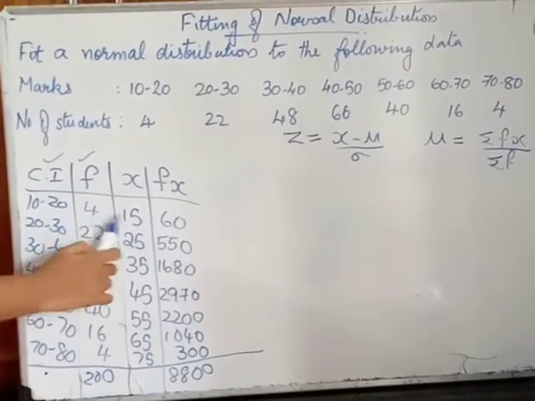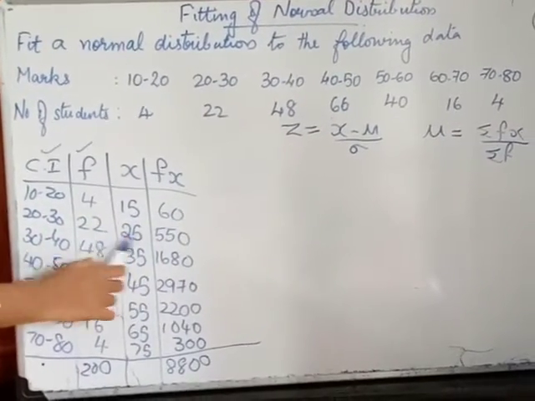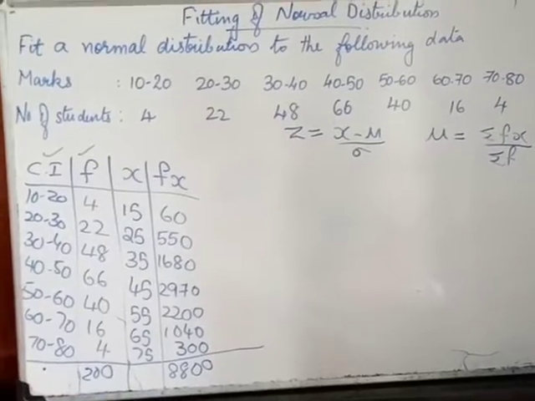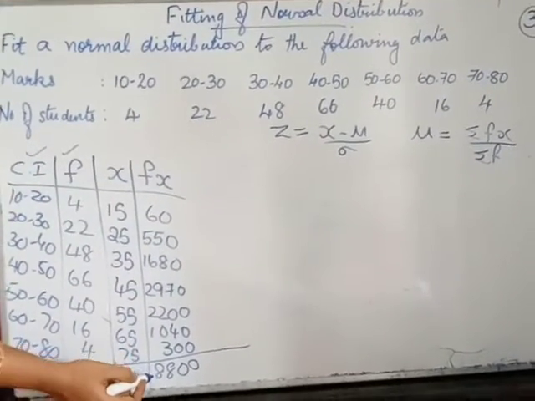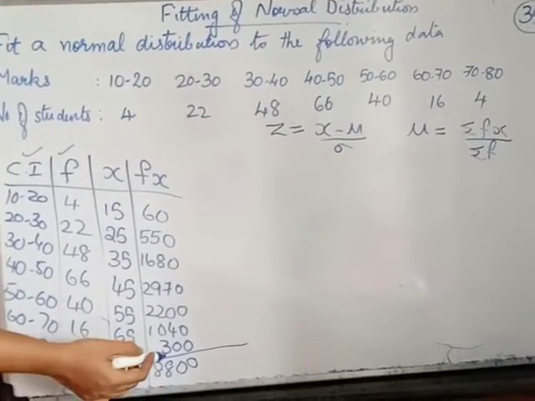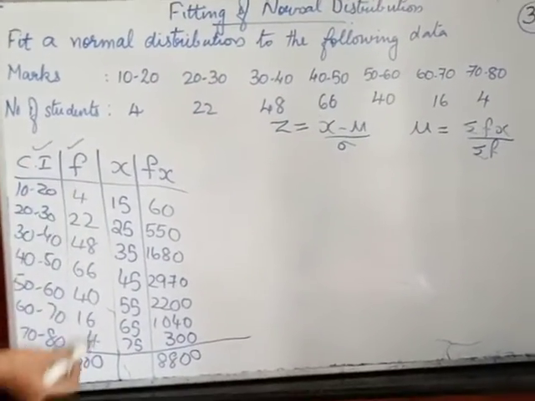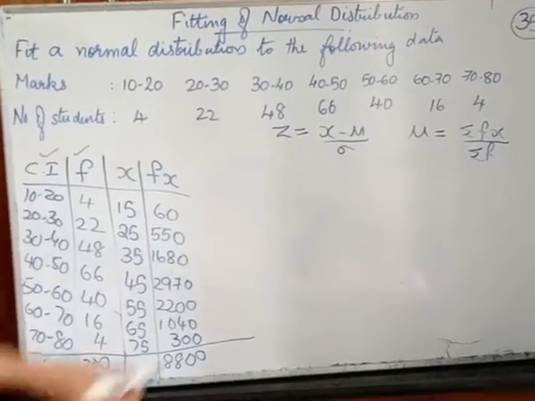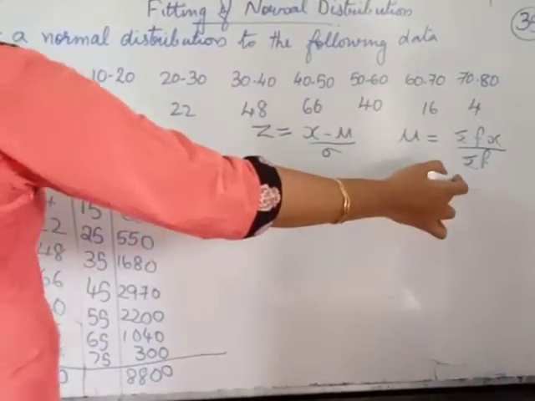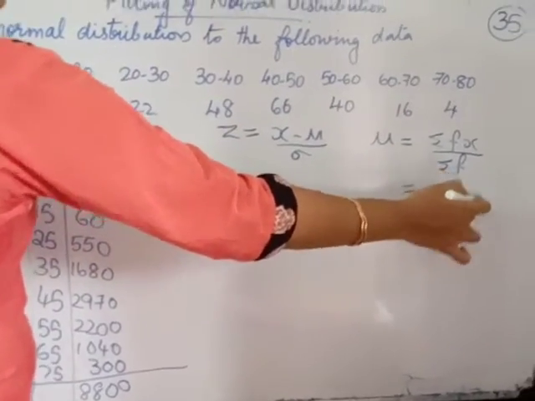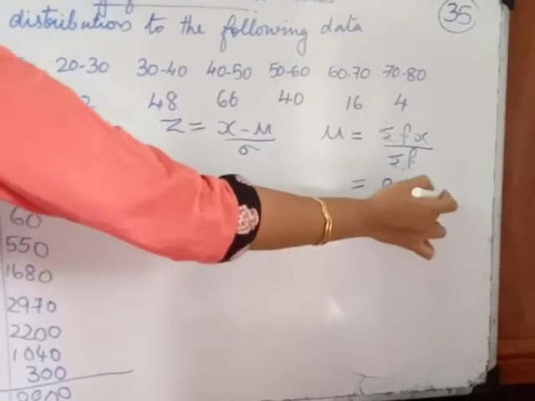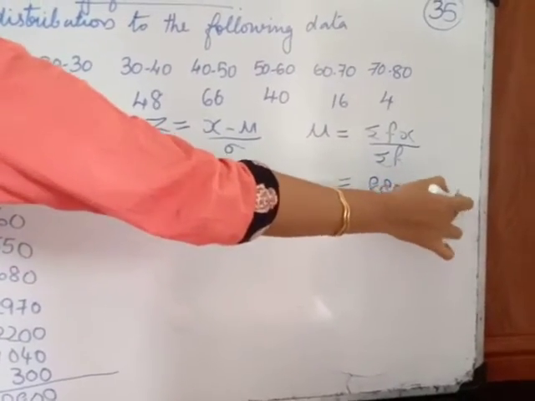So simply multiply 15 into 4, 60, 22 into 25. Same way you can do for the rest of the values. Find the total of fx. Sigma fx is 8800. Denominator it is sigma f. So calculate the f total, it is 200. Now we can calculate mu as 8800 by 200. What is the result? It is 44, your mean.